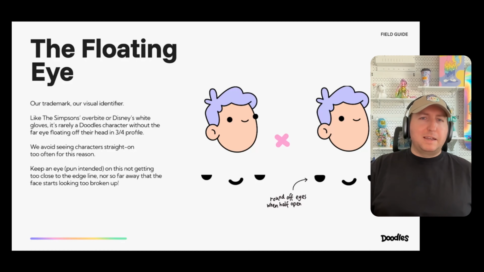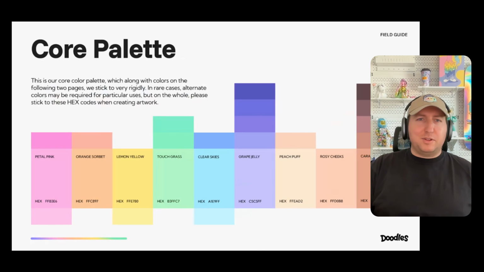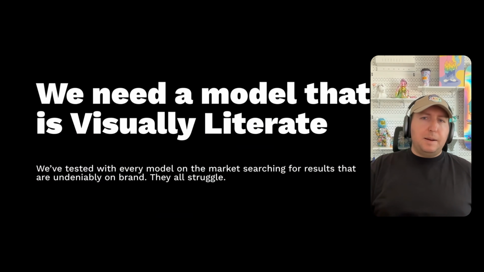I know it sounds simple, but this is our signature. It's very important to us, and so in order to get this particular aspect right is incredibly important. There are many other versions of this and facial expressions, and as you see, the floating eye makes its appearance in all of those. We have a core color palette with our distinct Doodles colors, one of the many other things you'll recognize about our brand.